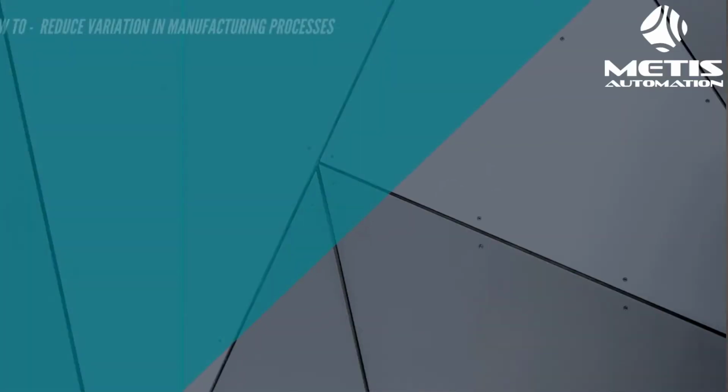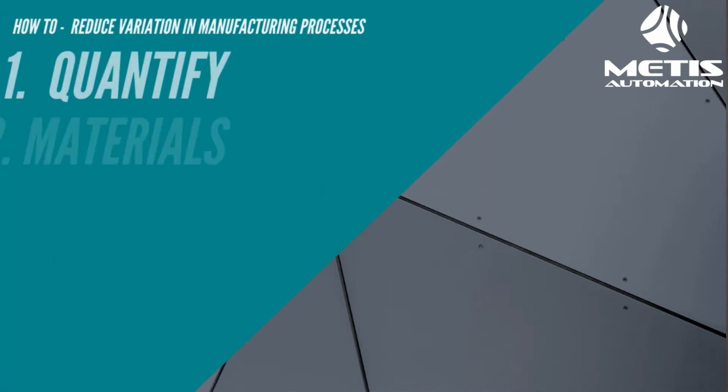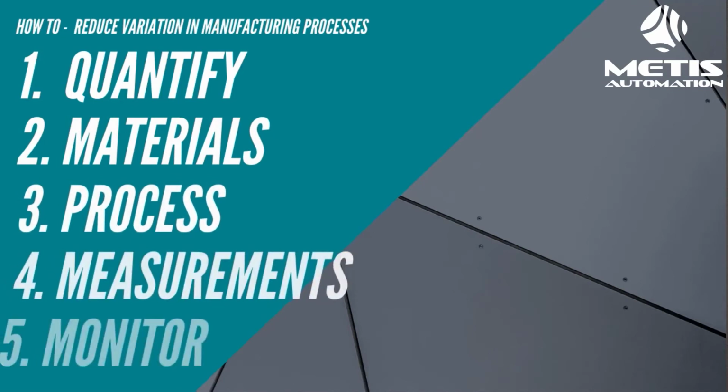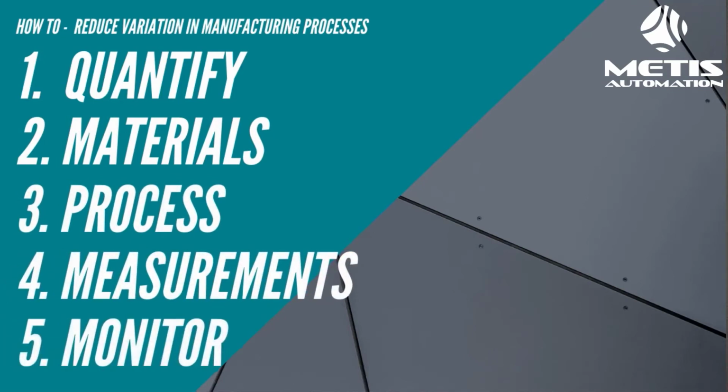So 5 steps for reducing the variation in your manufacturing process. Number 1 is to quantify what that variation is costing you at the moment in terms of either time and money. Number 2 is to look at the materials coming into your factory. Number 3 is to establish a standard process that everything goes through in the same way. Number 4 is to start taking measurements along the way to check if things are of low variation. And then number 5 is to establish some key KPIs to help you monitor and report back on how well your process is doing.